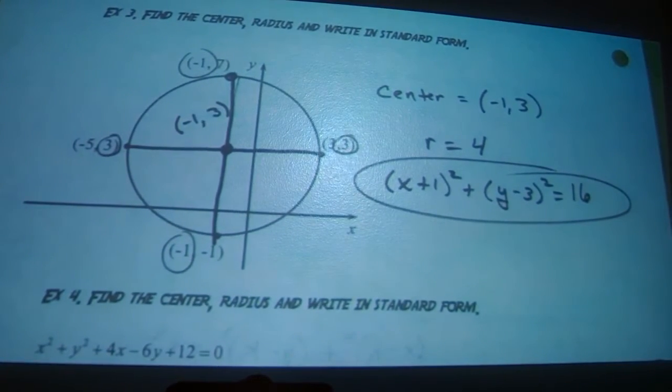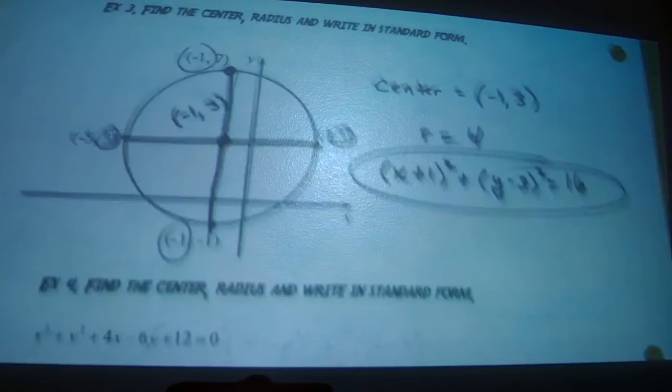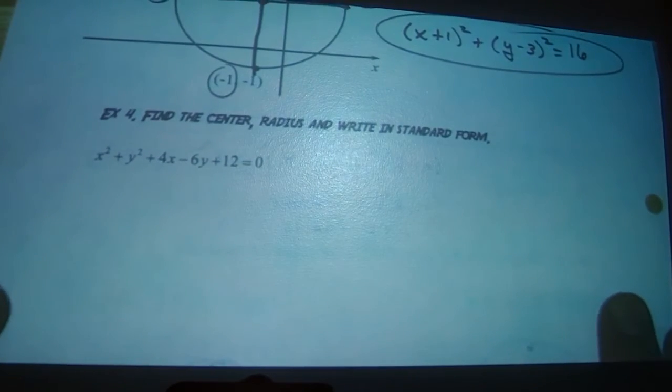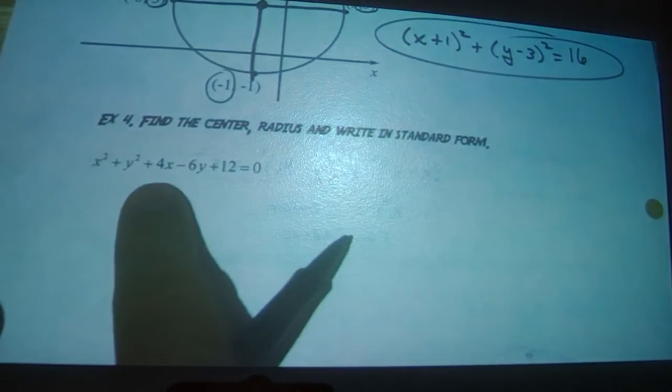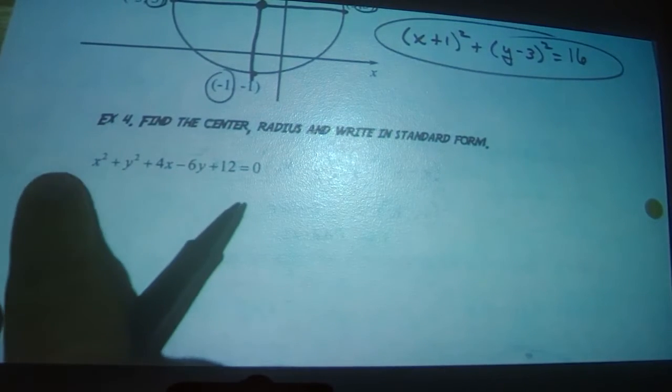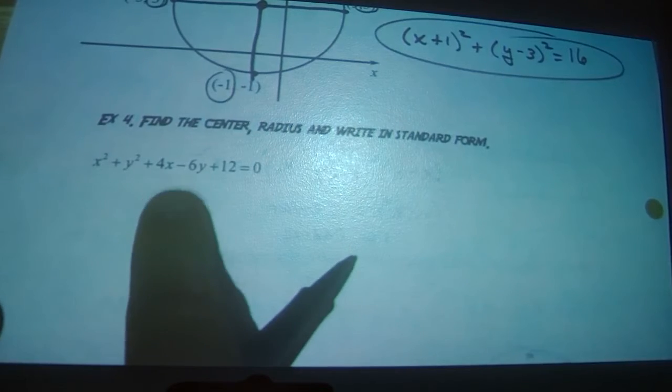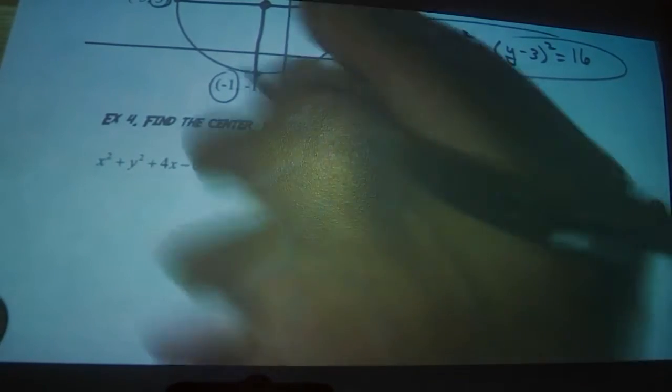Okay. Last but not least, what you've all been waiting for. Mr. Gotsch, where does this get hard? This one gets hard right here. This is where it's difficult. I've got x squared plus y squared plus 4x minus 6y plus 12 equals 0. That is called general form.